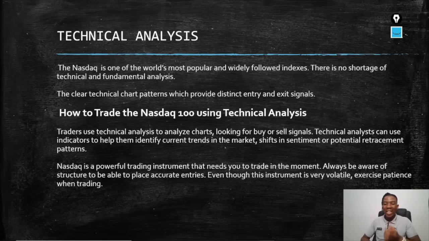Traders use technical analysis to analyze charts looking for buy and sell signals. Technical analysts can use indicators to help them identify current trends in the market, shifts in sentiment, or potential retracements. As you can see, we're going to use technical analysis to help us better time our entries. We all know that Nasdaq is a powerful trading instrument, so you must always be aware of the structure to be able to place accurate entries. Even though an instrument is volatile, you can exercise patience when trading. So that's why you're going to be using technical analysis.